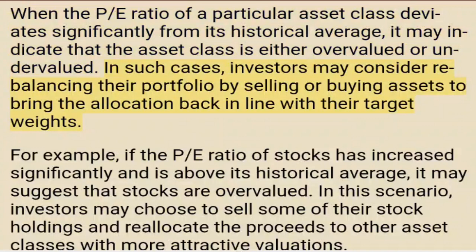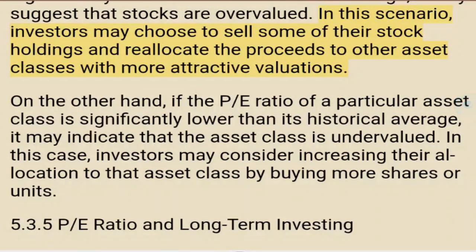In such cases, investors may consider rebalancing their portfolio by selling or buying assets to bring the allocation back in line with their target weights. For example, if the P/E ratio of stocks has increased significantly and is above its historical average, it may suggest that stocks are overvalued. In this scenario, investors may choose to sell some of their stock holdings and reallocate the proceeds to other asset classes with more attractive valuations.